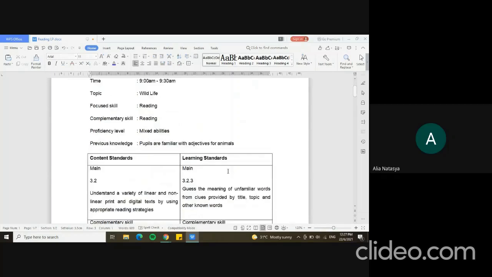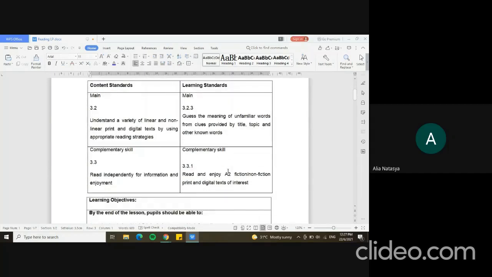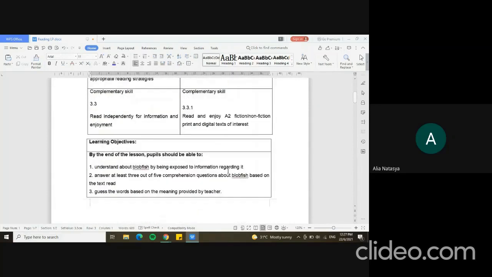So these are the content standards and learning standards for this lesson plan. And the learning objectives are to understand about blockfish, because blockfish is the subunit of this unit. So understand about blockfish by being exposed to information regarding blockfish. And then pupils will have to answer at least 3 out of 5 comprehension questions about blockfish based on the text read. So the comprehension questions or the text will be shown in the latter stage of this lesson plan, and pupils will have to guess the words based on the meaning provided by the teacher.